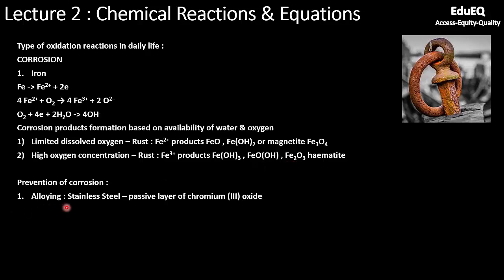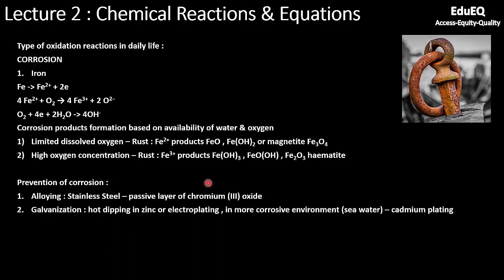The first thing is alloying. We can alloy, for example, stainless steel with chromium. Whenever the stainless steel is exposed to the conditions of corrosion, there will be a passive layer of chromium(III) oxide on the stainless steel, which will prevent the underlying steel from getting corroded further. This is the principle of alloying.